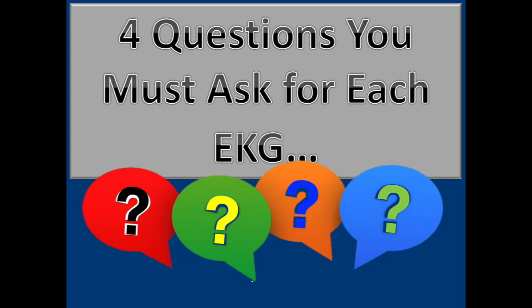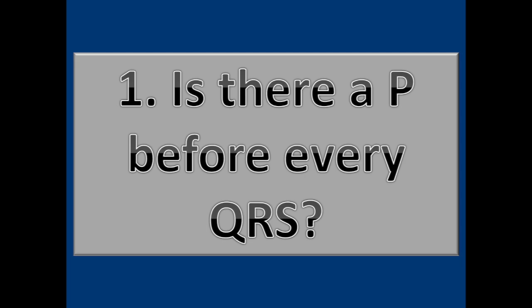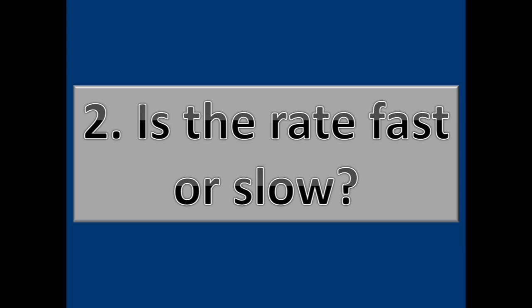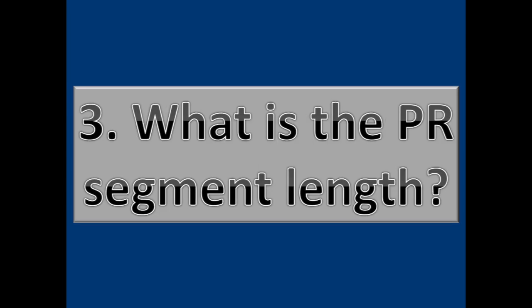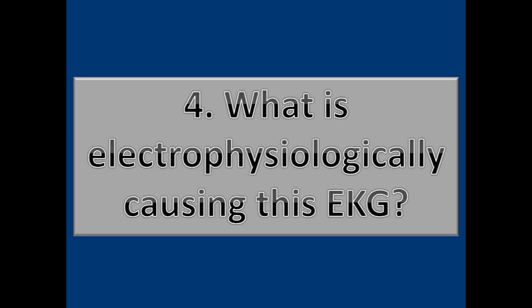The first question is, is there a P wave before every QRS? The second is to figure out how fast or how slow the rate is. The third question is, what is the PR segment? You're going to look at that PR segment length to see if it's small, getting longer each time, or even longer. You're going to look at each of those PR intervals. And then you have to think, knowing the anatomy that you just looked at, what is electrophysiologically causing this EKG.